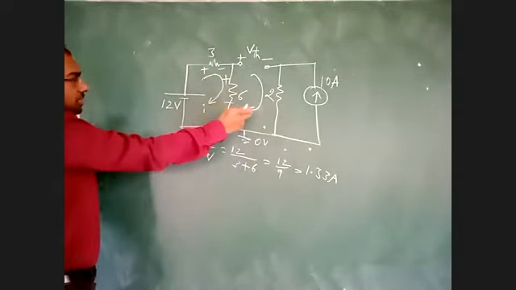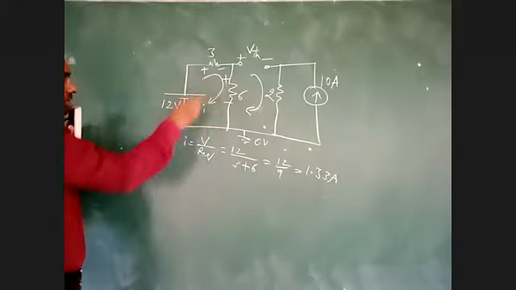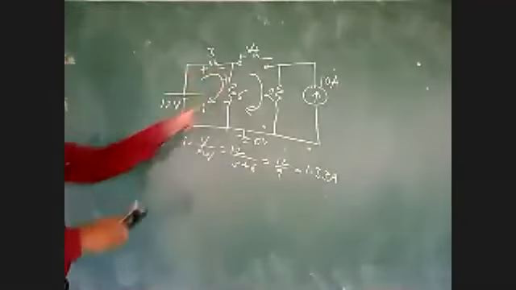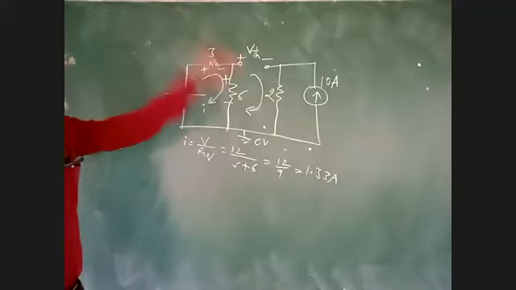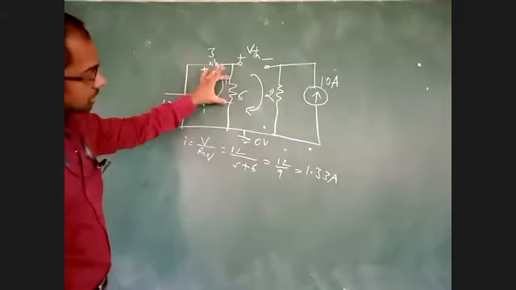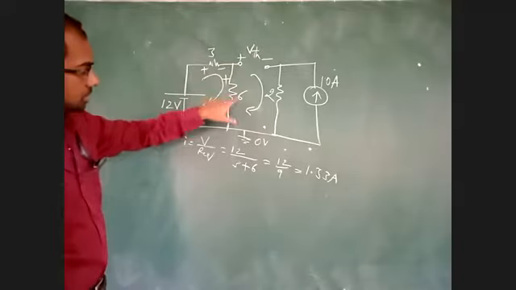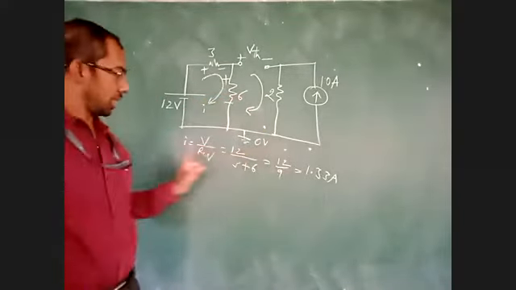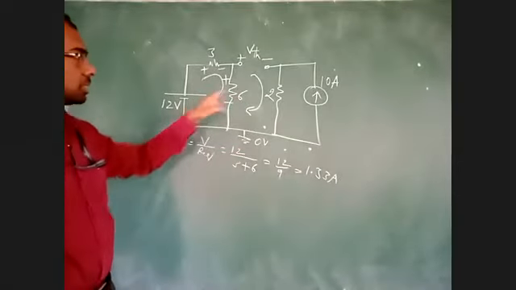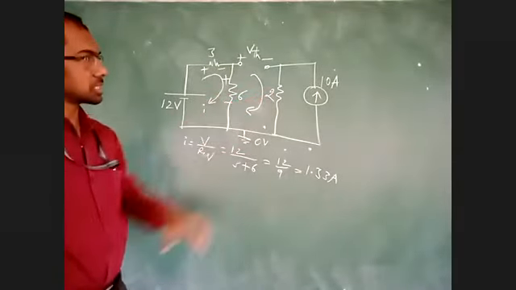Not for this, this is the reference direction. This is the current direction. For this current, I will take plus and minus. Now I want the voltage in this. I have determined the voltage here. V is equal to 6 into I. Voltage in 6 ohms is 6 multiplied by I. But what is the voltage in this branch?